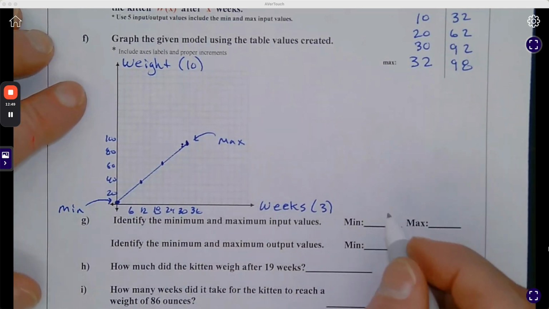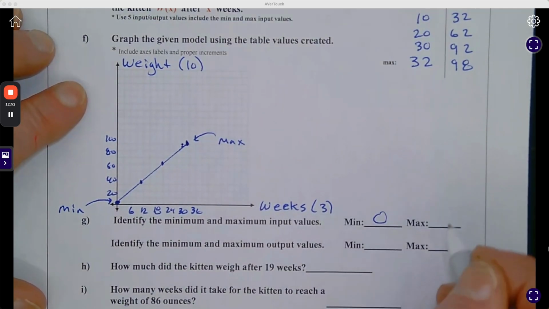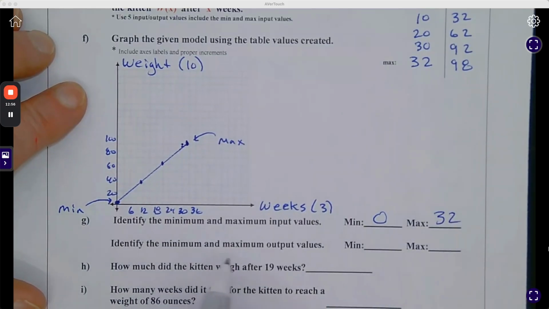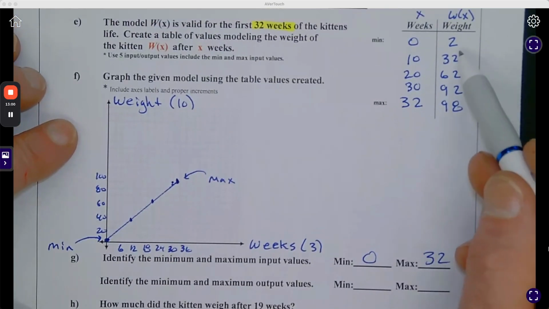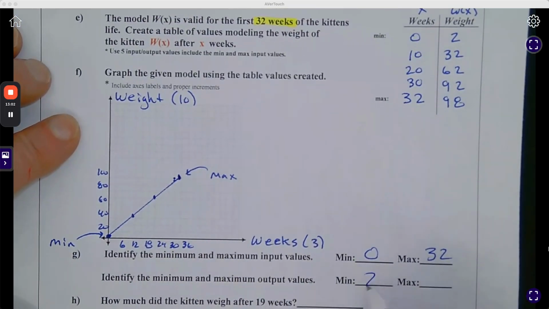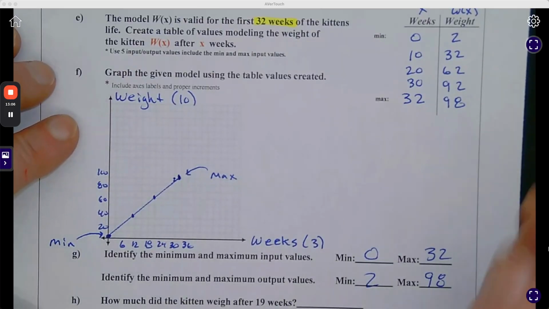Identify the minimum and maximum input values. Well, the minimum input value is 0. The maximum is 32. Identify the minimum and maximum output values. Well, the minimum is 2. Maximum is 98.